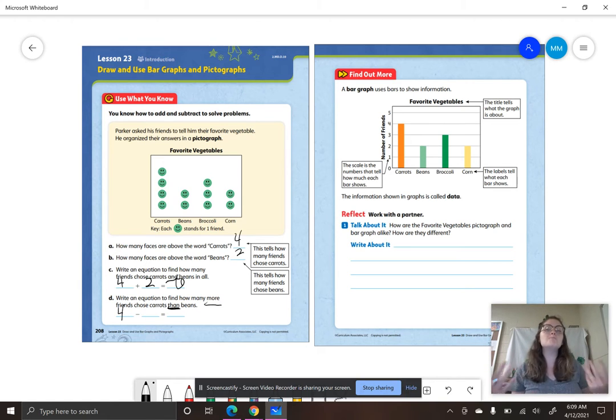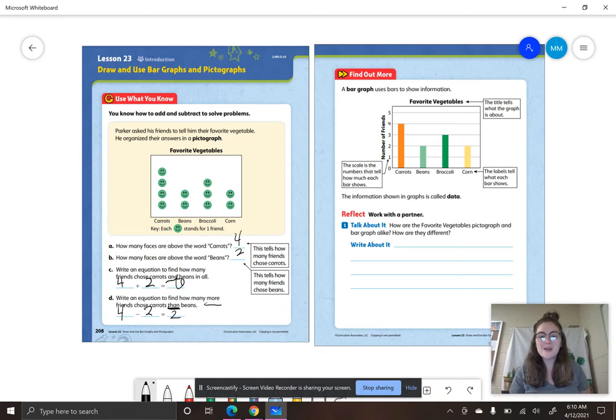And we want to know how many more friends chose carrots than beans. All right, so there's our carrots. How many friends chose beans? 2 friends. Okay, remember, Smarties, we know what is the same. Both labels have 2 in them, right? That is what is the same. But we want to find what is different. What is the difference in this equation? 4, taking what is the same, finding what is different. So 2 more friends chose carrots.